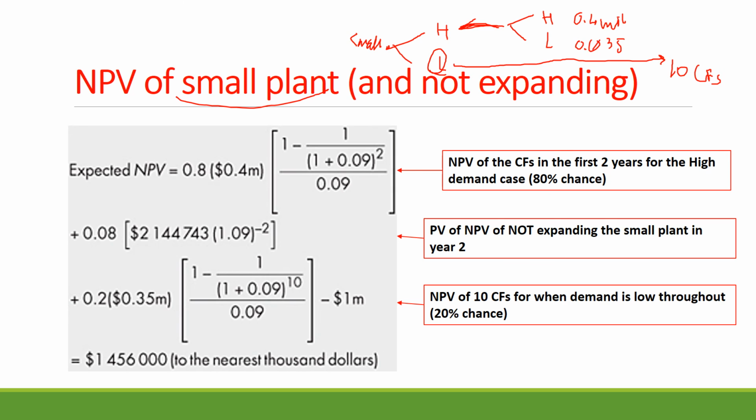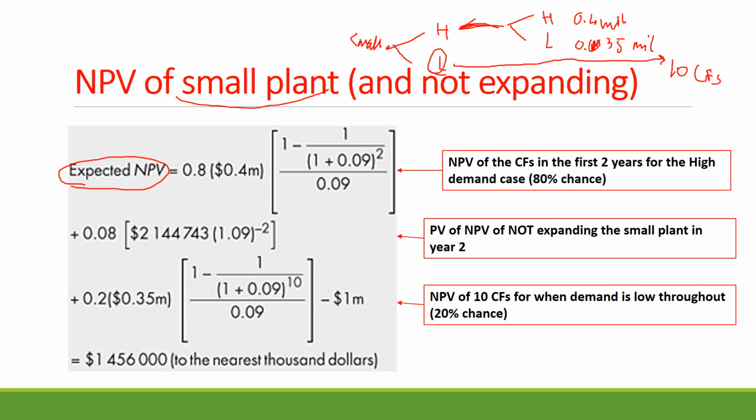Sorry, it's 0.35 here, 35 million here. So using this information, we once again do the same exercise as we did for the large plant, and we work out the expected NPV for the small plant, right? Small and not expanding, yeah?